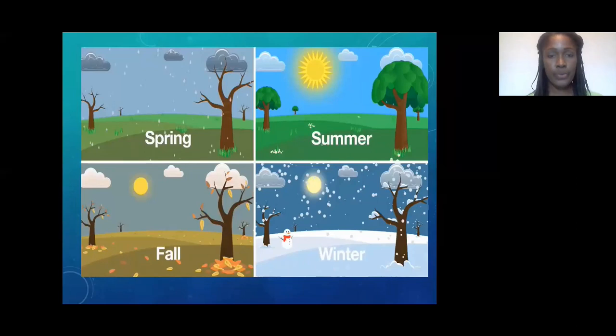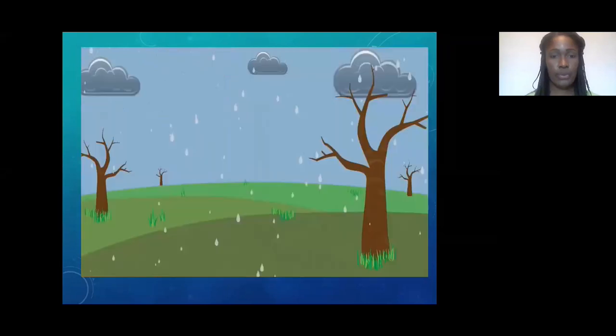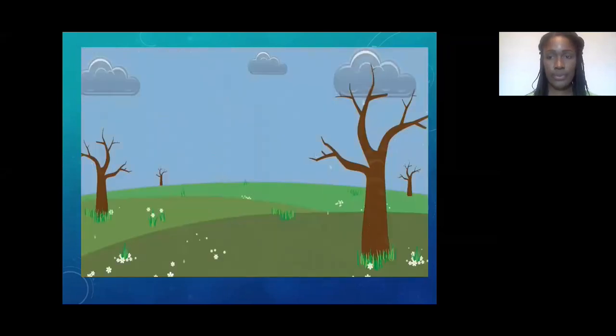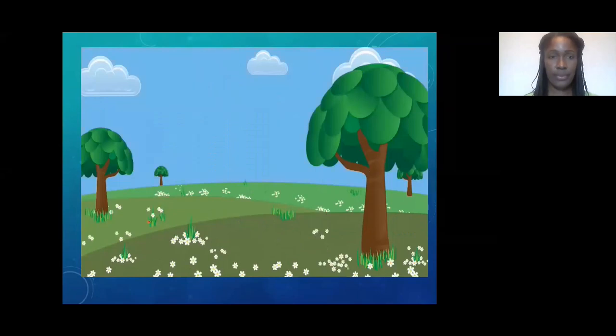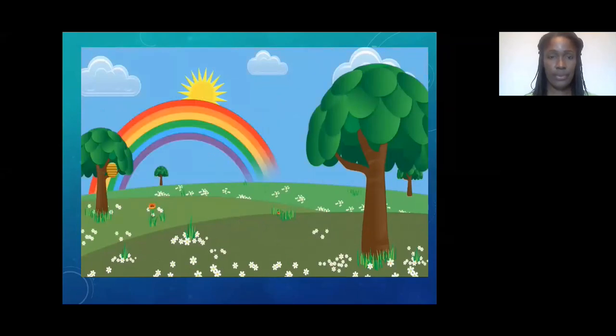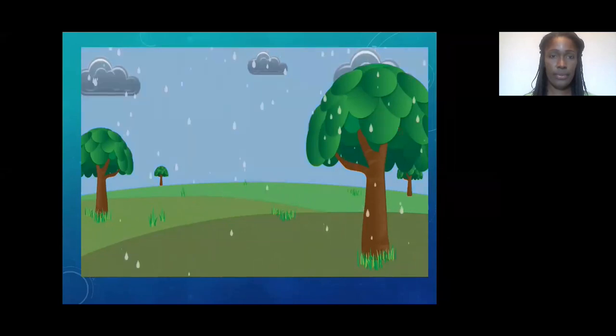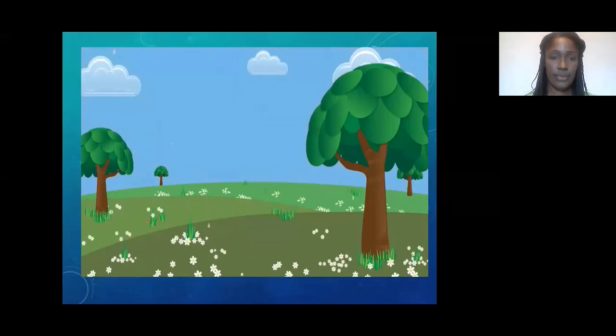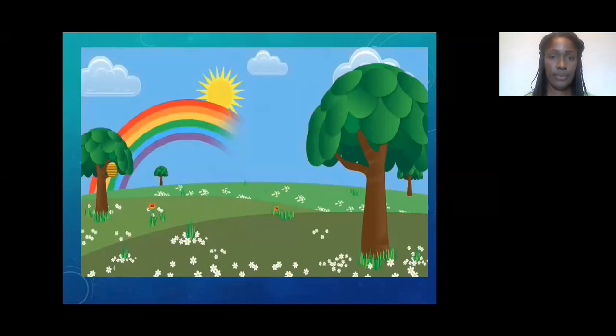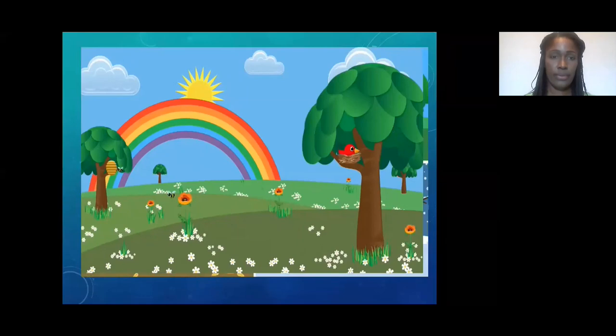Seasons of the year. Here comes the spring with the rain pouring down. Here comes the spring with the flowers in the ground. Here comes the spring with the rainbow in the sky. Here comes the spring to bring new life.